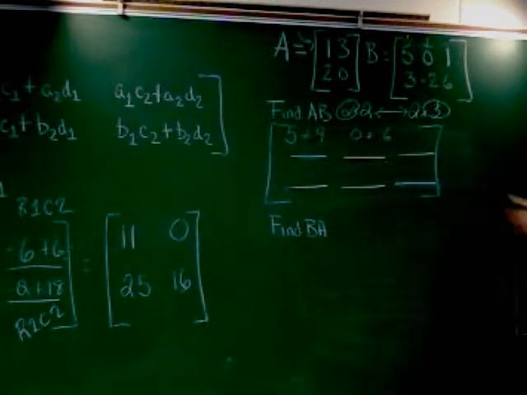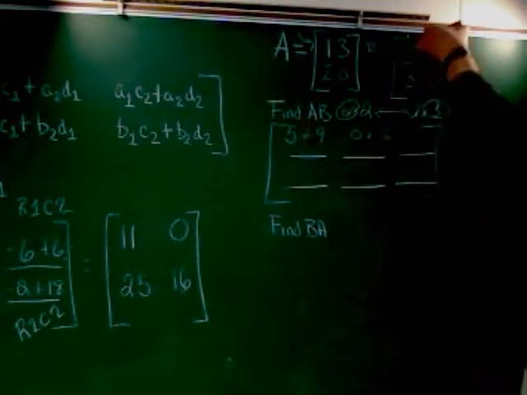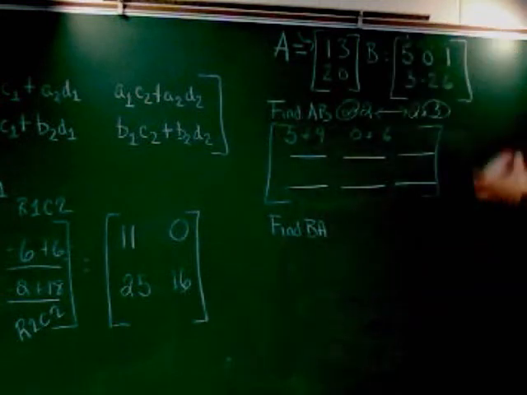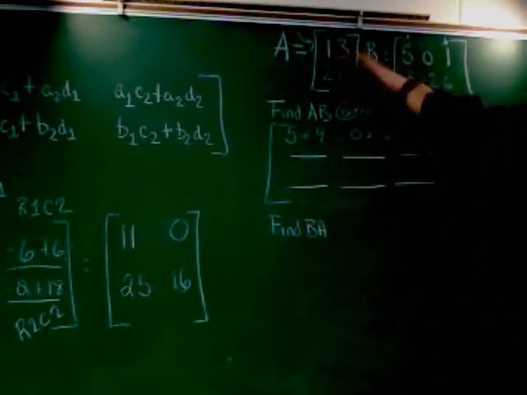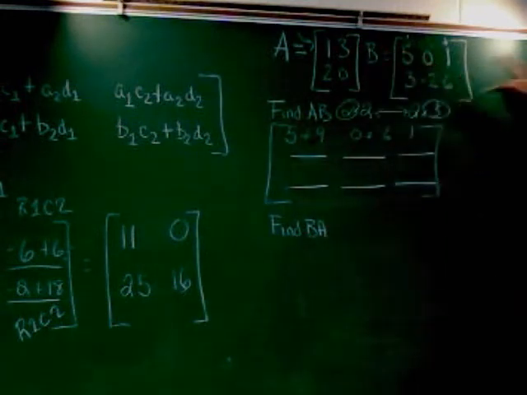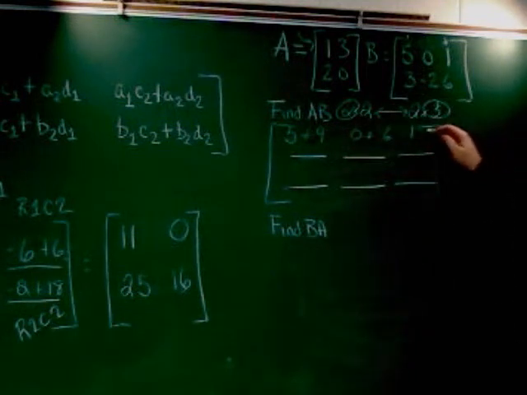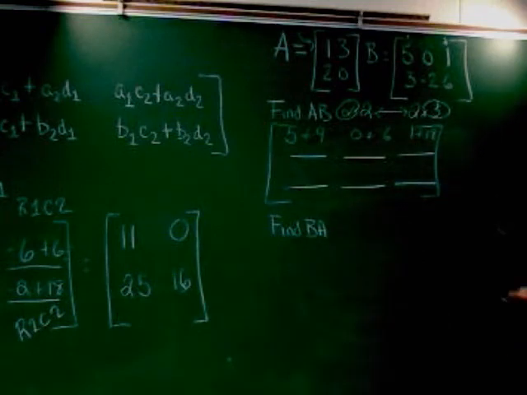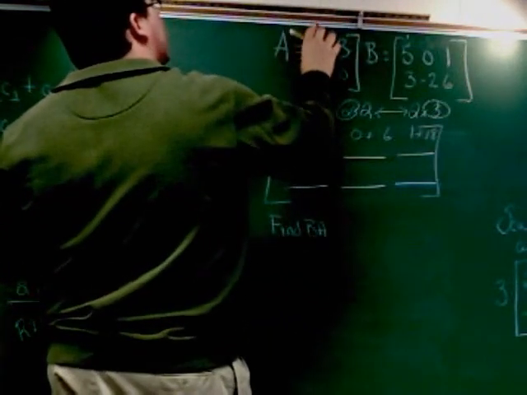Okay, last spot. Row 1, column 3. So row 1, column 3. So 1 times 1? 1. 3 times 6? 18. Okay, now we're done with row 1. Yay. Yes, it is confusing.